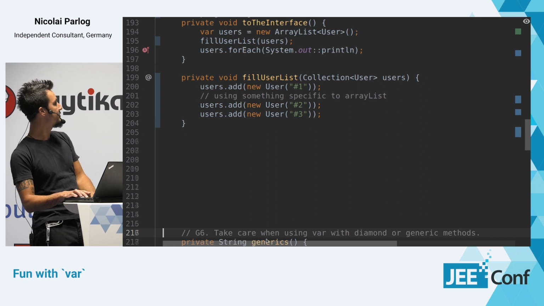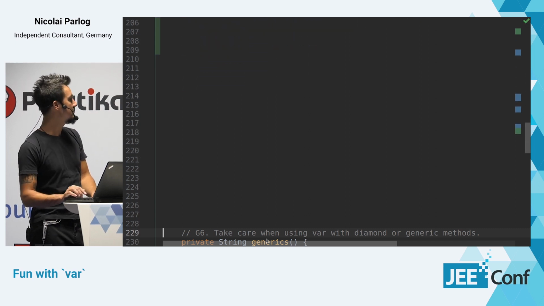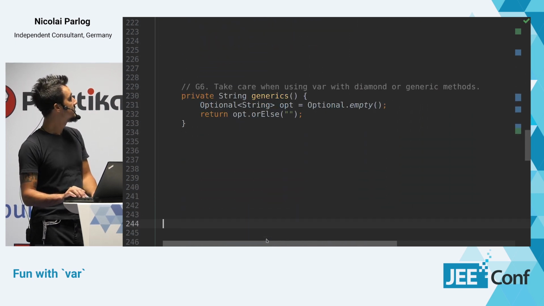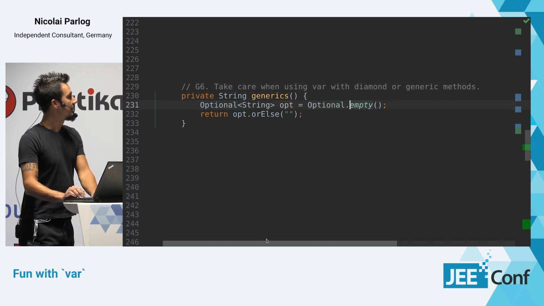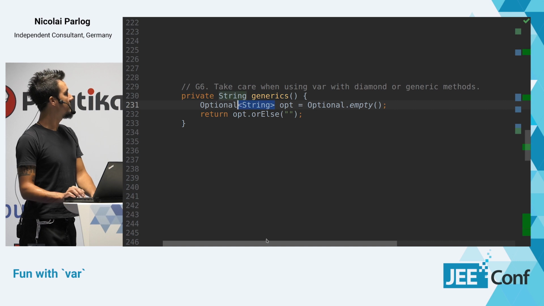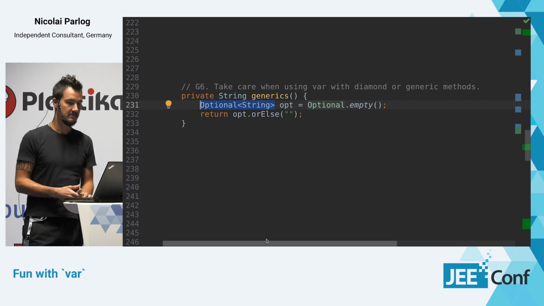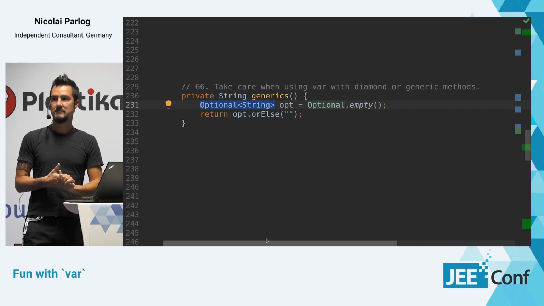Okay, IntelliJ ate the space here that I put here. There you go. Take care when using var with diamond or generic methods. So, if I put var here, what do you think happens? Error. Why?